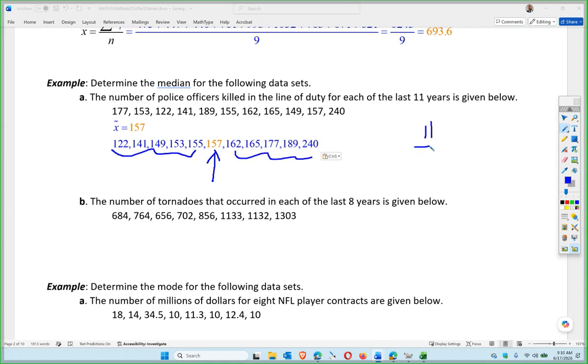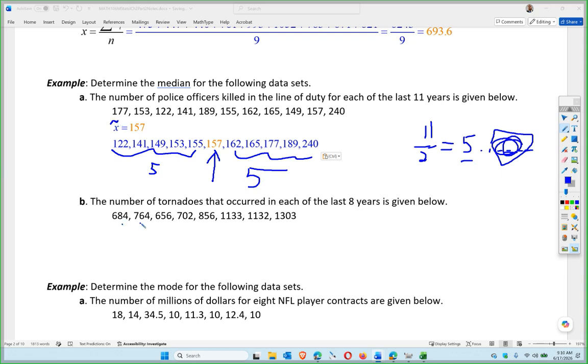I had 11 values divided by 2 is 5 point something. We don't care what the decimal is, because there's 5 on either side when I divide. 5 on this side, 5 on this side, and the middle value is right there. So you use x tilde, and that's our median.